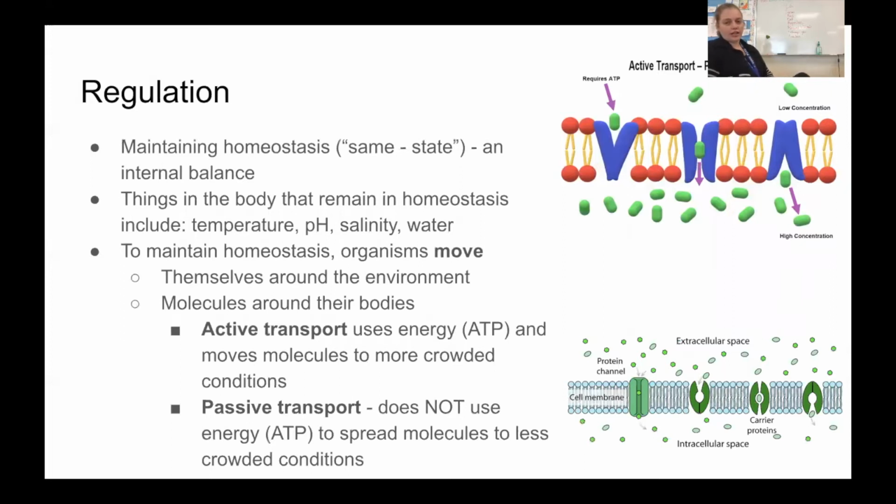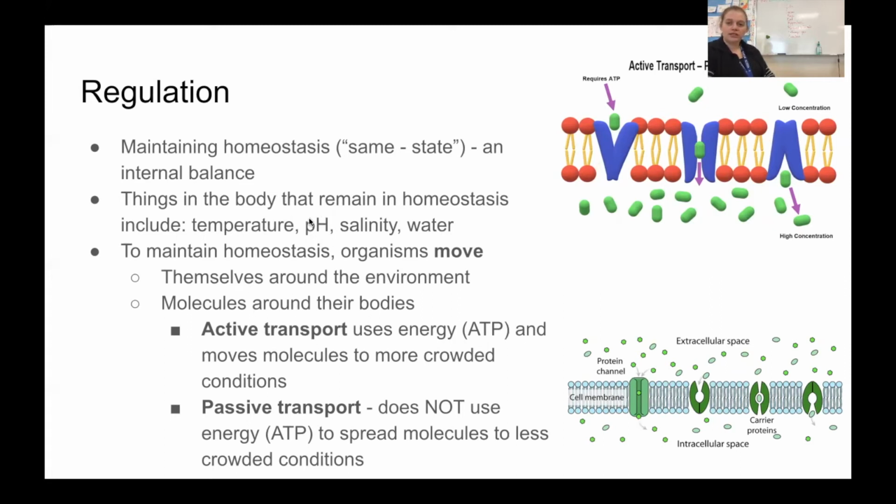Regulation is another characteristic of life, and to regulate, our bodies maintain what we call homeostasis. Homeo means same and stasis means state. So this literally means same state. You have an internal balance in the cell and in the body. So there are things that need to remain in homeostasis for us to be alive. One of those things is temperature. If you run a fever, you get really sick. Your body is out of balance. And we'll talk more about why fever is important a little bit later.